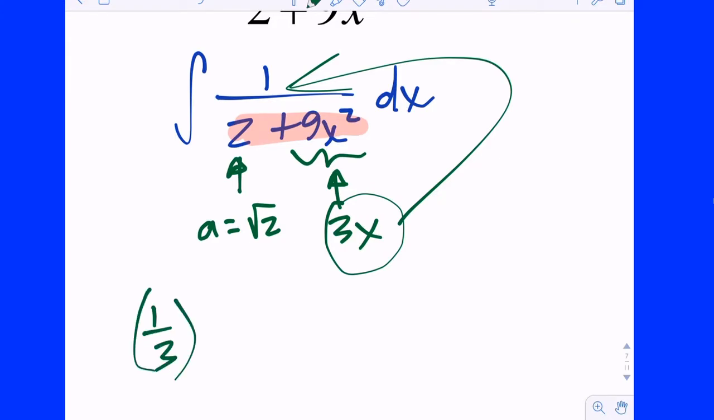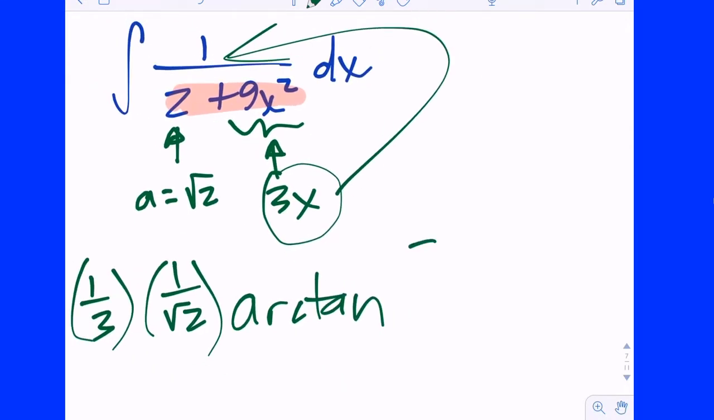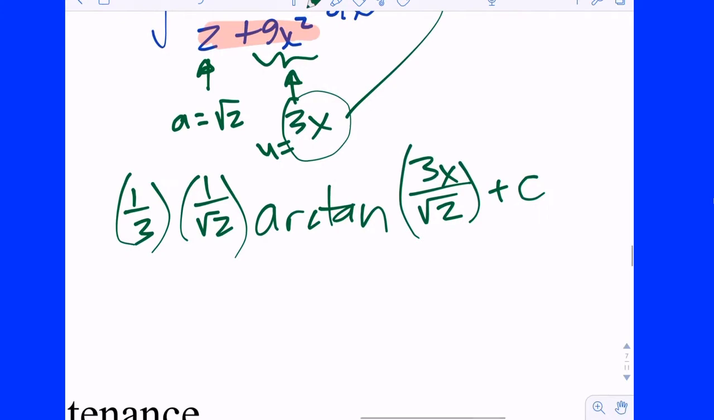Does arc tangent have, as part of the rule, a built-in 1 over a? It does. So we have a 1 over the square root of 2. What's the only one that doesn't, again? Which one? Arc sine. Good. And now we go to arc tangent of u over a, which is 3x all over the square root of 2. I should call that u, plus c. And you're done. Simplify the coefficient if you want, 1 over 3 square root of 2. But you're done.